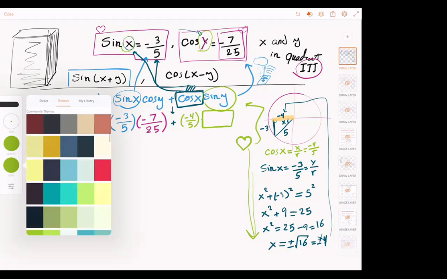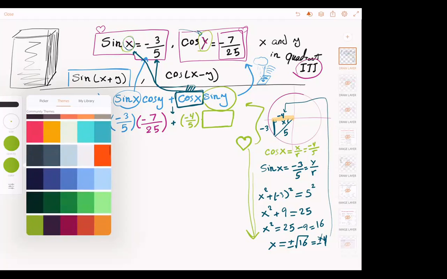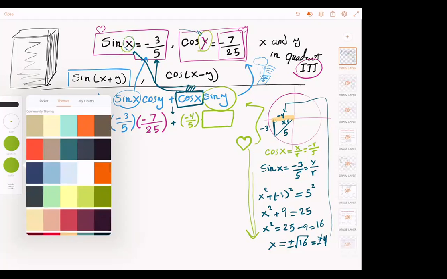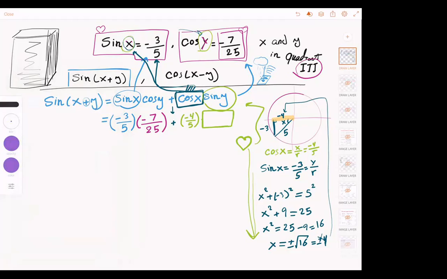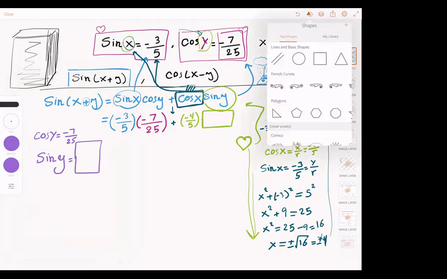So we are looking for a new color here. Let's go with purple, same as my shirt. So we are looking for sine of y. Unfortunately, sine of y is not given. But we know cosine of y equal to -7/25. We make another circle.